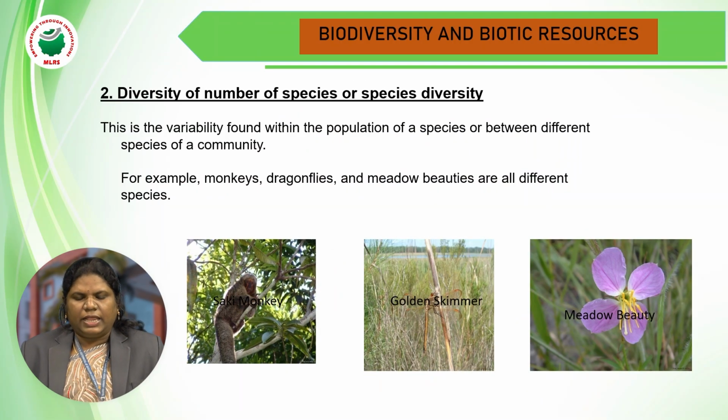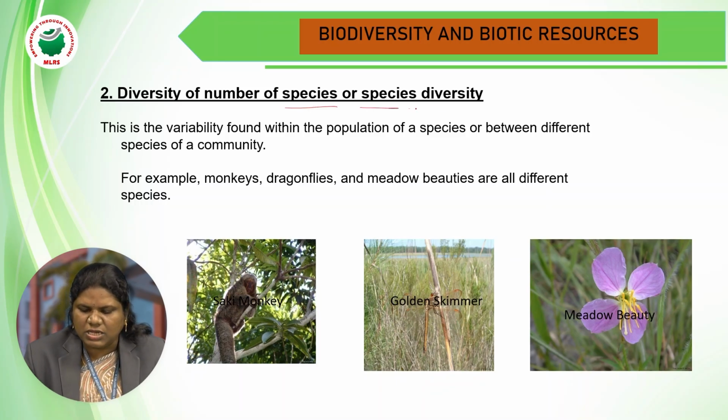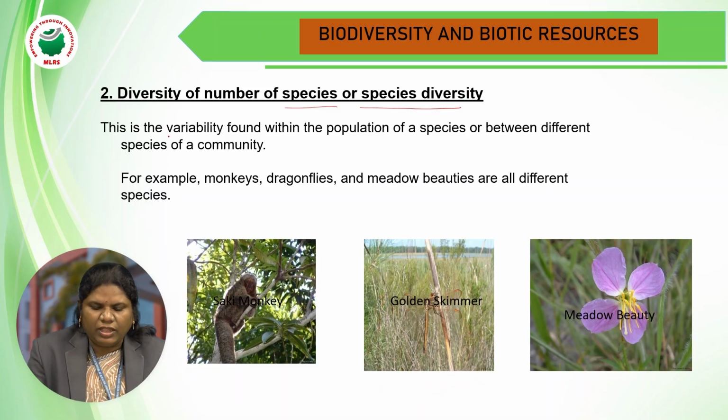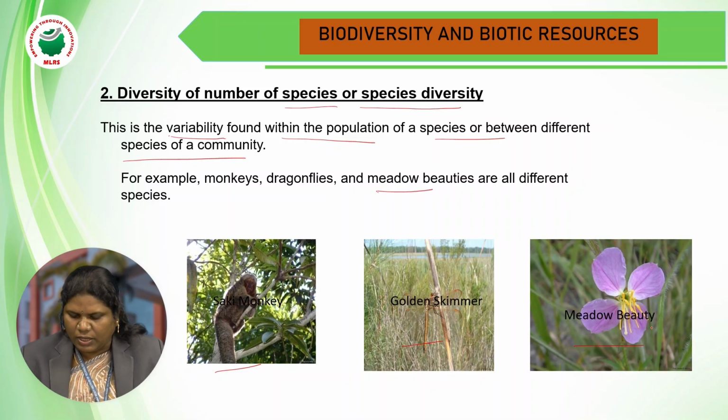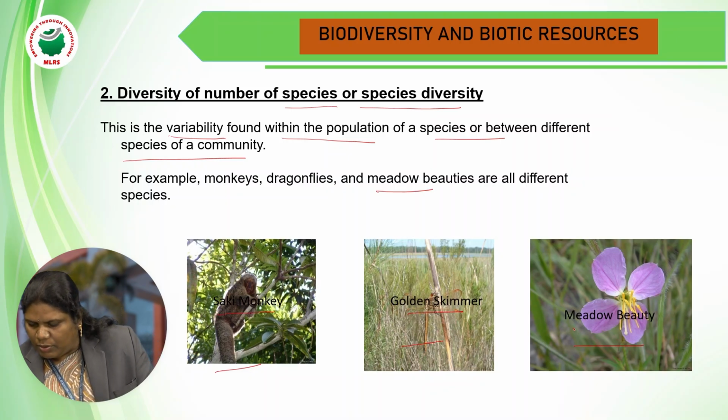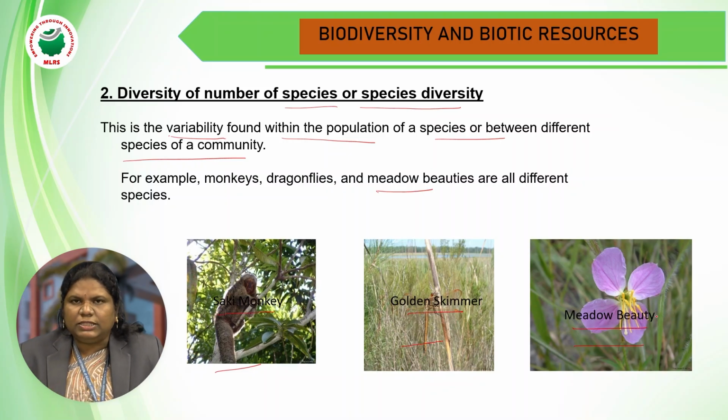Next, the second type of diversity is diversity in the number of species, or species diversity. This is the variability found within the population of a species or between different species of a community. For example, see here, the dragonflies, the monkey and the meadow beauty are beautiful but are all different species. The golden skimmer, the monkey and the meadow beauty all come under species diversity.